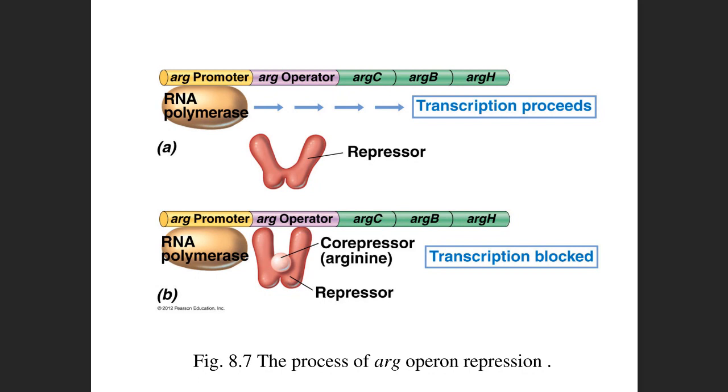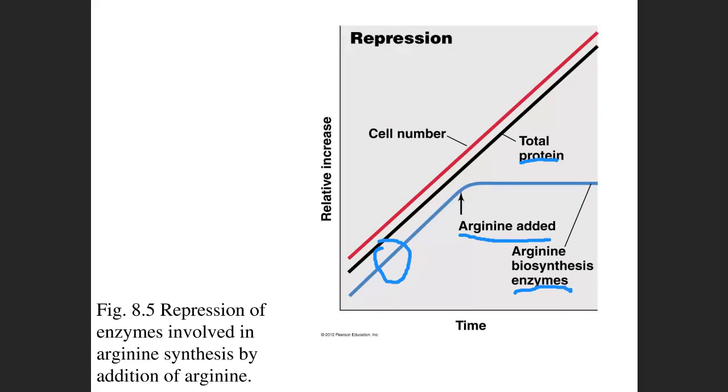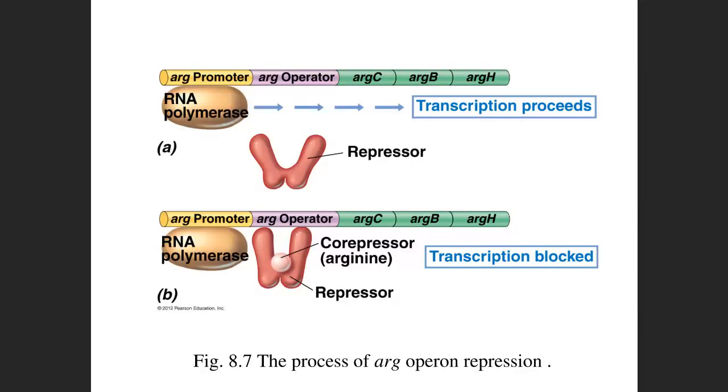What happens when you have arginine? When you have arginine, all the biosynthesis genes need to be shut down. How does it achieve that? Arginine is actually the co-repressor, and it changes the conformation so that the repressor, which normally doesn't bind, can now fit perfectly. Now you shut down the transcription, so the transcription is blocked.